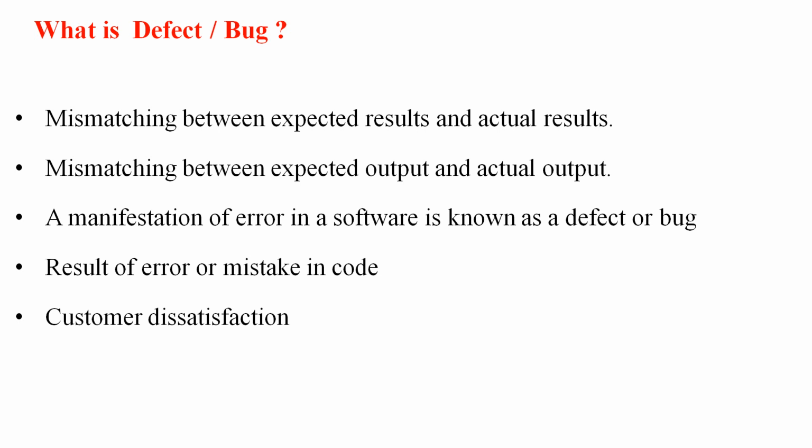What do you mean by this? A manifestation means demonstration. So, an error in the code will demonstrate the defect; that demonstrates the fault, and that is called a defect or bug. Or you can define it as the result of an error or mistake in the code. Or customer dissatisfaction with respect to the project functionalities is also called a defect. These are the different definitions for the defect or bug.